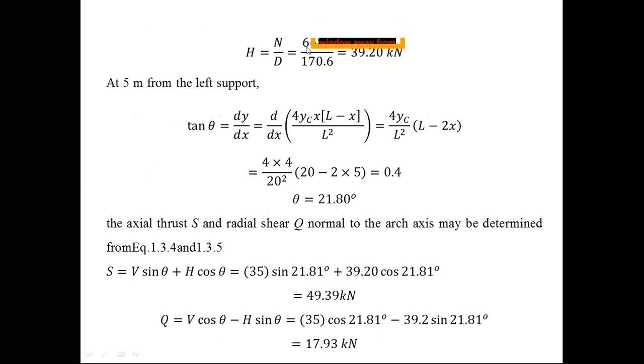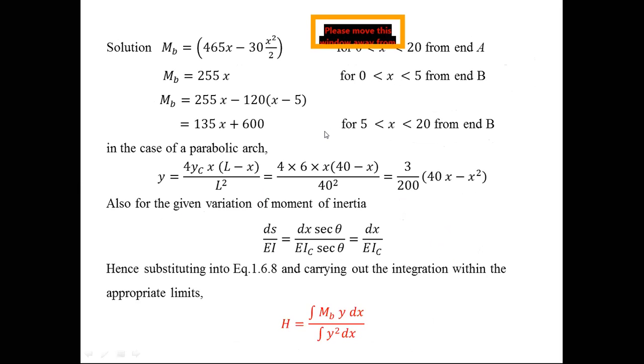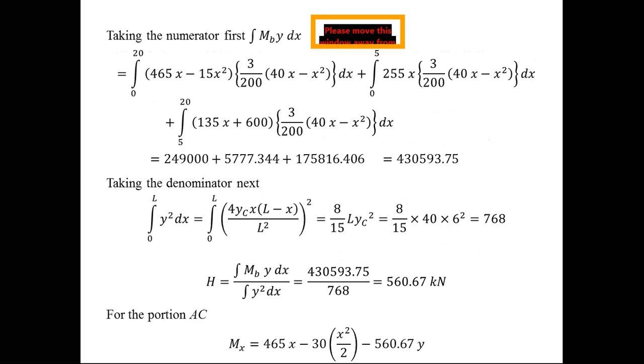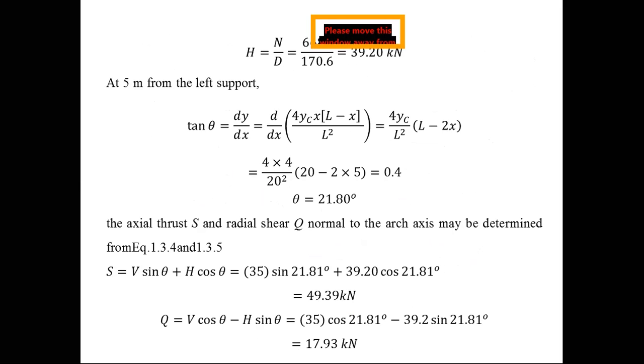So after getting the h value, find the theta value. Because what we need here is the final calculation. You know the h value, you know the V value, you don't know theta. How to calculate theta I showed in the example. You follow the same procedure. You know the y value, y equation of parabola. So derivative with respect to x, dy by dx is the tan theta, and substitute it and get the value.